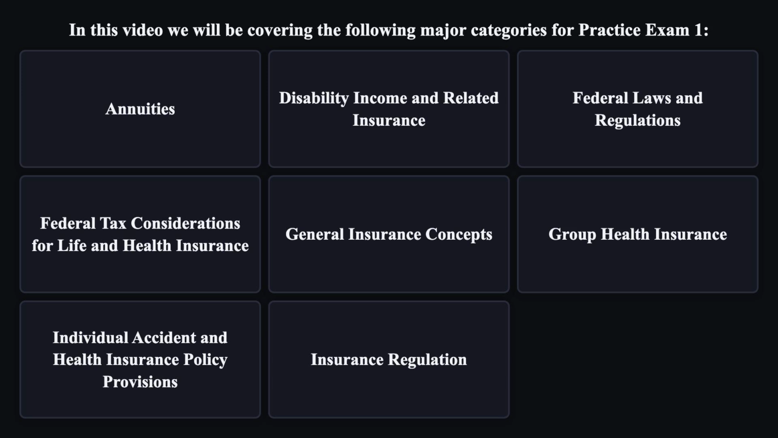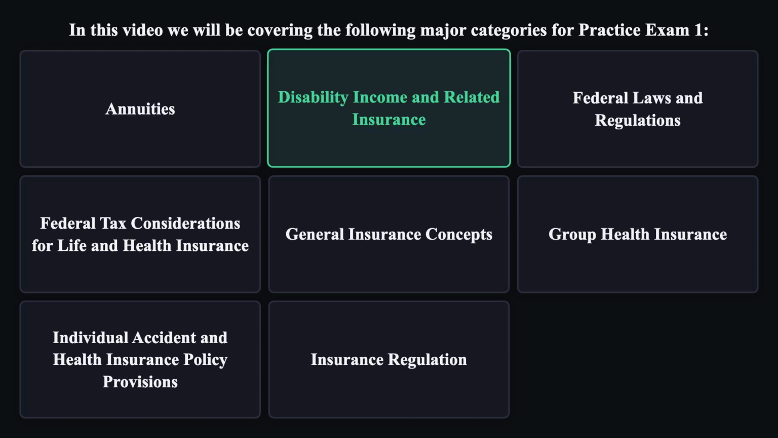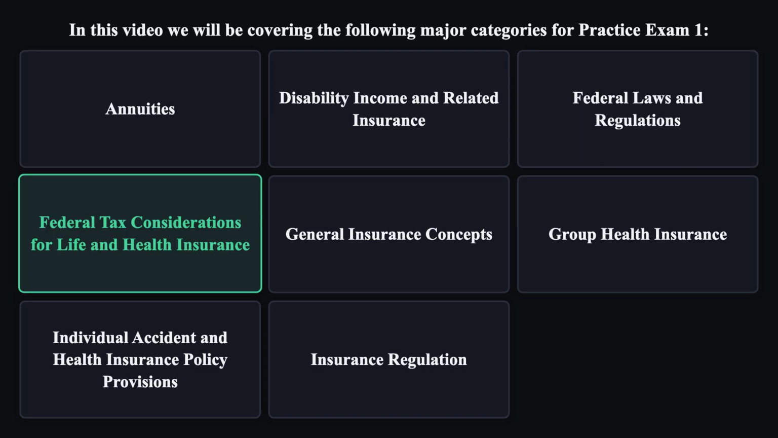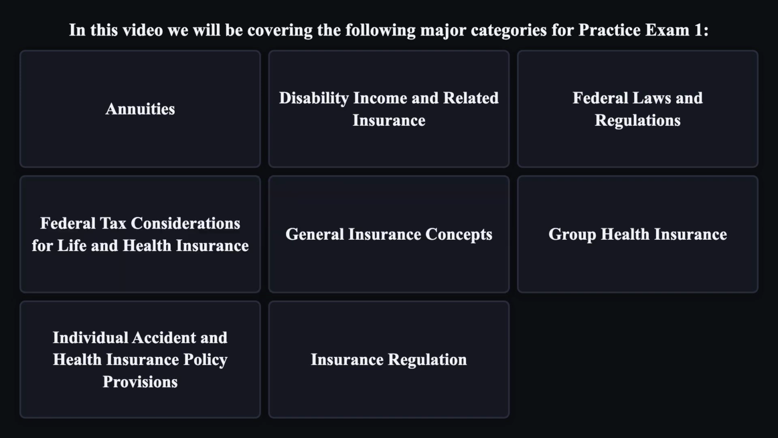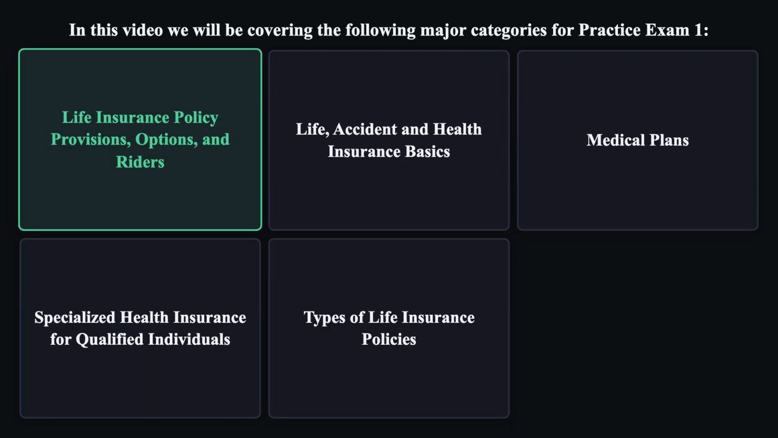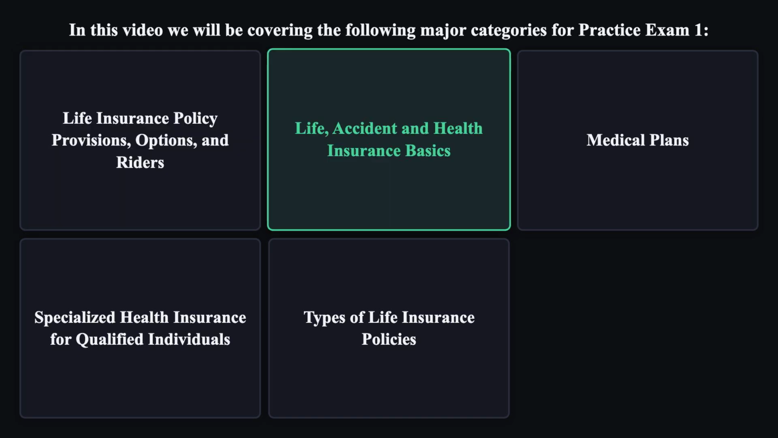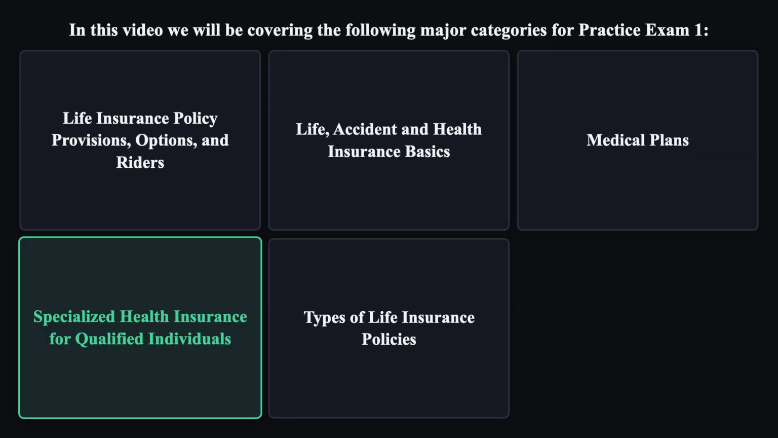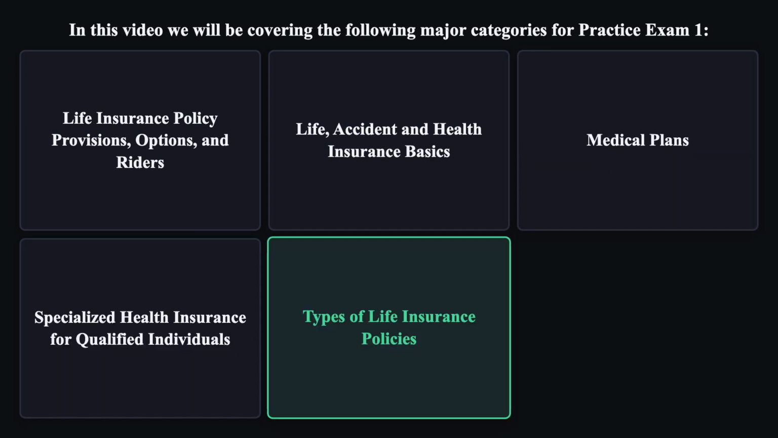In this video, we will be covering the following major categories for Practice Exam 1. Annuities, disability income and related insurance, federal laws and regulations, federal tax considerations for life and health insurance, general insurance concepts, group health insurance, individual accident and health insurance policy provisions, insurance regulation, life insurance policy provisions, options, and riders, life, accident, and health insurance basics, medical plans, specialized health insurance for qualified individuals, types of life insurance policies.